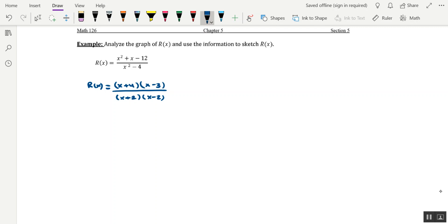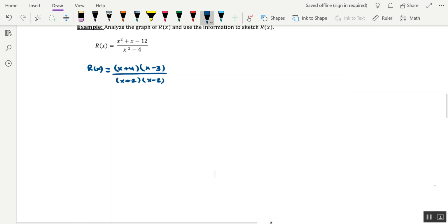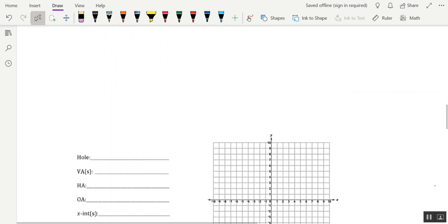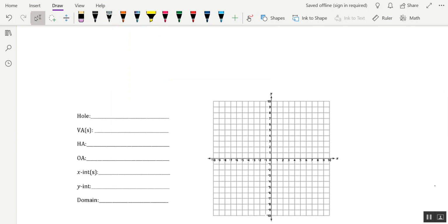Now notice that none of the factors on top match the factors on bottom, so this rational function does not reduce. And what that would mean is that there's no hole in the rational function graph. So at the very bottom of this page, you'll see that there's sort of this laundry list of items that we will be filling out throughout this example. And once we have all this stuff filled out, we'll see what we can translate into the coordinate plane. But for now, what we can say is that, in terms of a hole, there is none.